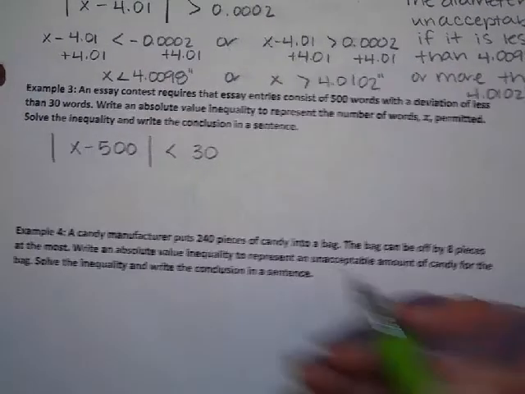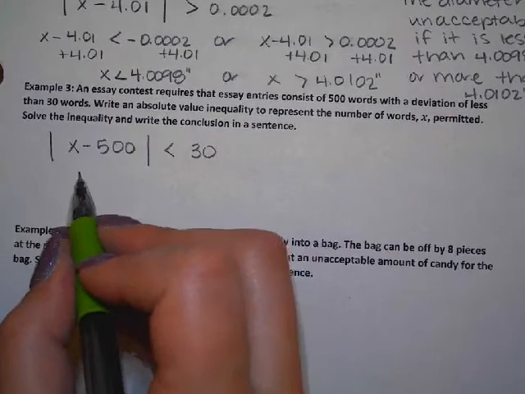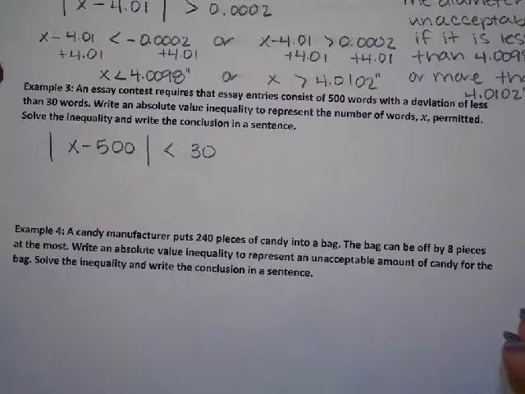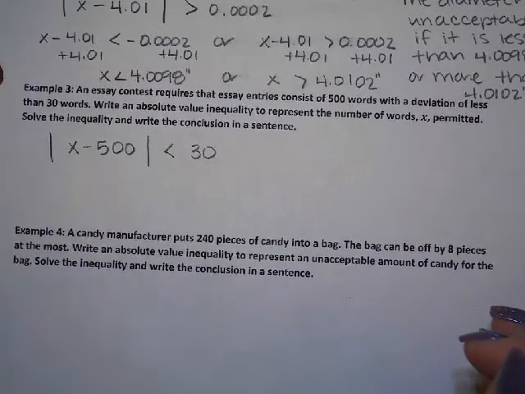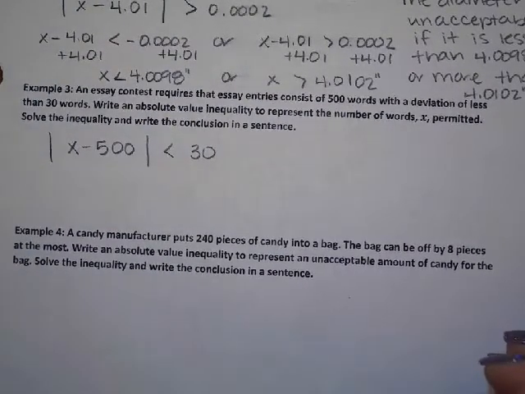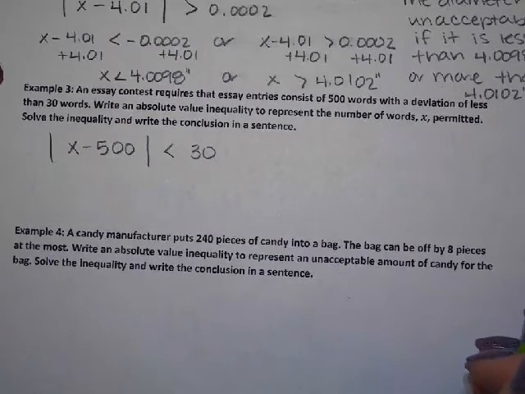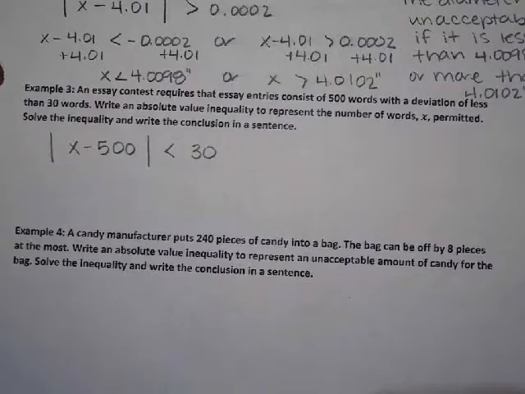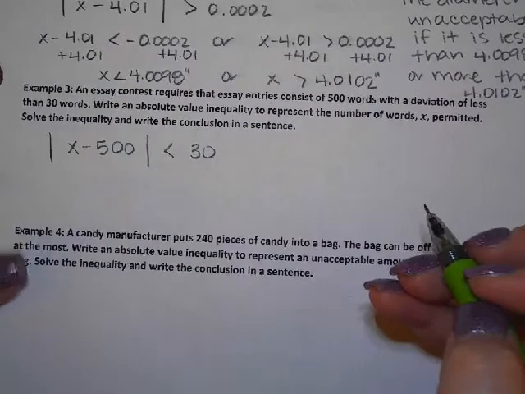All right. So we've got x minus 500 is less than 30, so you can't deviate by 30. It's got to be less than that. All right, so do you guys want to solve it the 5th grade way or the math 3 way? We are in high school. We're going to solve it the math 3 way. Okay, the 5th grade way.